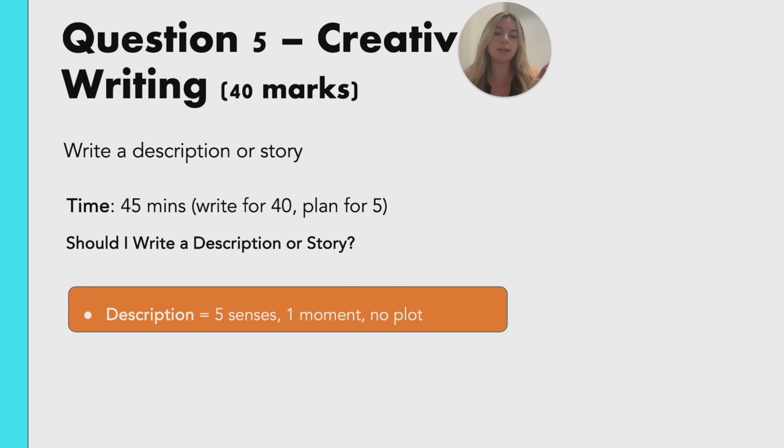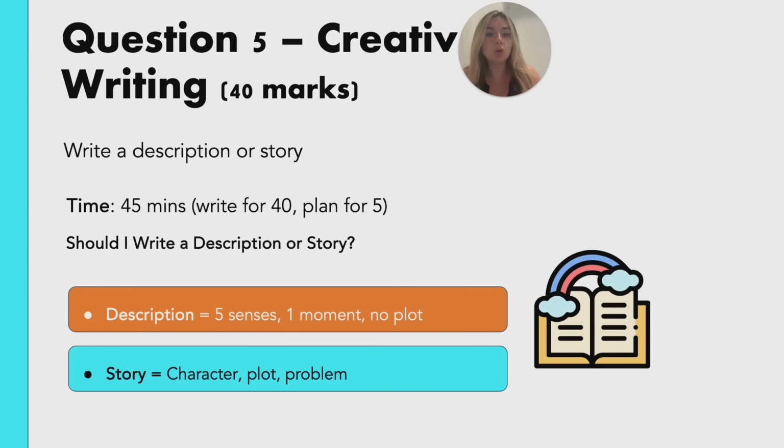So you're not doing anything in it. You might be sitting in a forest, but you're not going through and trying to find a guard or a missing knife. Like nothing's going on. You're just describing the forest. Whereas with a story, you'll have a character, there'll be a plot, there'll be a problem. There is a plot to it.